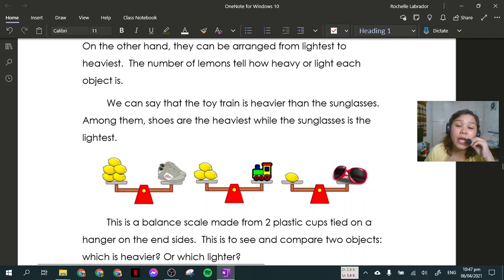Pero if you're going to have the arrangement wherein the sunglasses will come first, next is the toy train, and then last is the shoes, these are arranged from lightest to heaviest. So we can arrange them the other way around. So pwedeng from heaviest to lightest or lightest to heaviest. So we can say that the toy train is heavier than the sunglasses. Mas mabigat ang toy train, so obviously. So among them, shoes are the heaviest, while the sunglasses is the lightest.